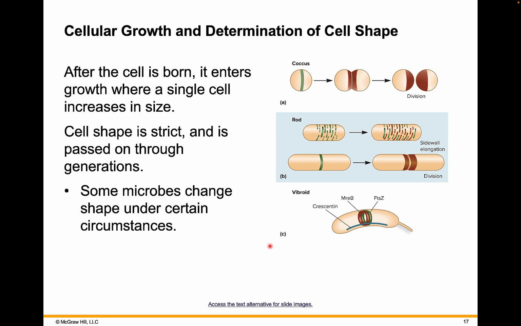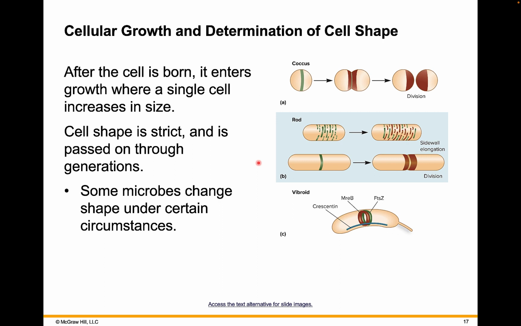So here, what you are seeing is that after the cell is born, it enters a growth phase where the single cell increases in size. Right here you can see the coccus dividing, and you can see that this is a new hemisphere that is formed. This is the old hemisphere.